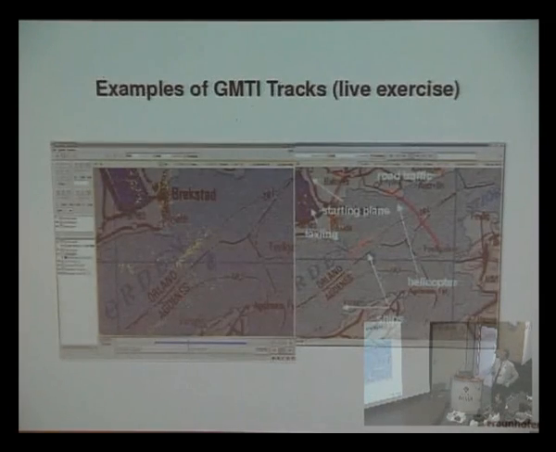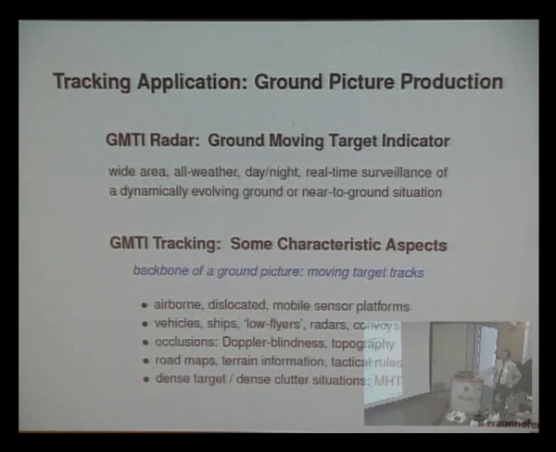An important application is ground picture production. A modern, challenging application for target tracking is the production of ground pictures, specifically done by a sensor type called GMTI, Ground Moving Target Indicator. It is just important to produce a ground picture.